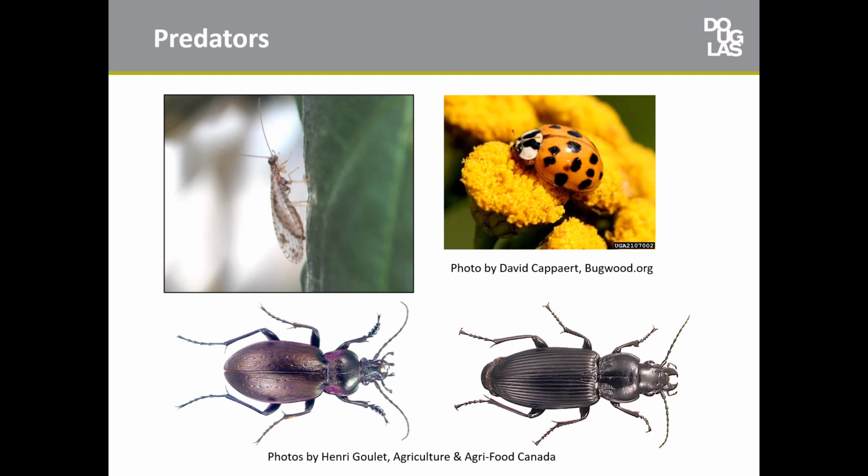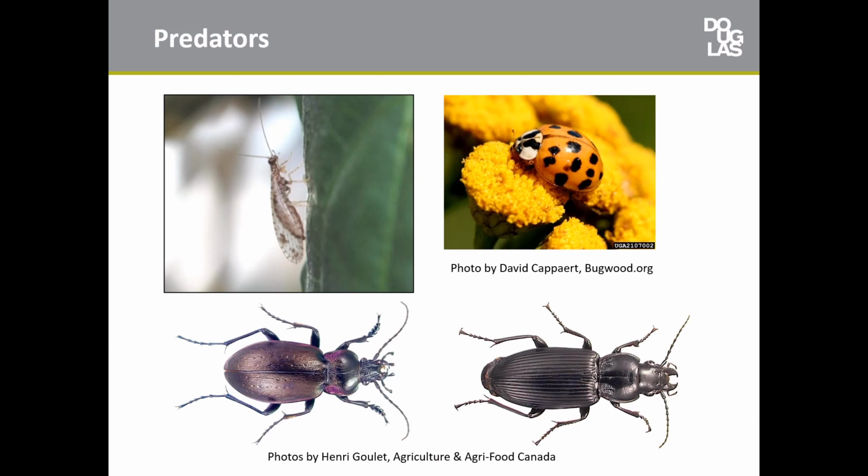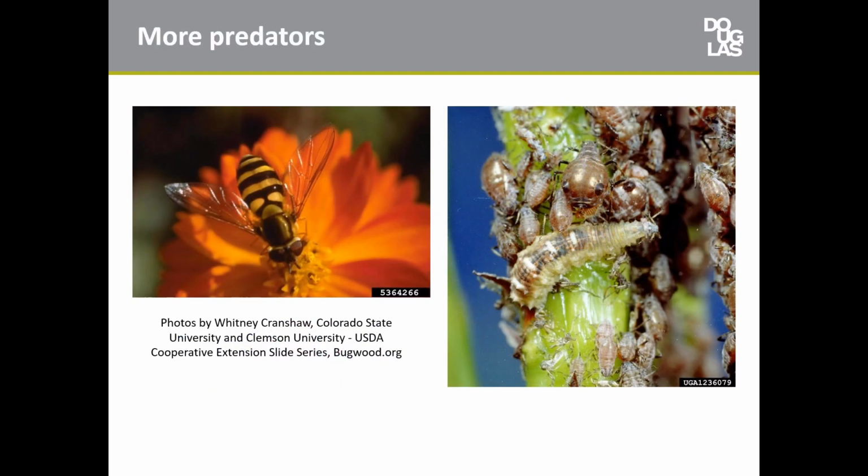One of the types of organisms that's very important in biological control are predatory insects, like the ones you see in these photos here. We have a brown lacewing on the top left, a ladybird beetle, which we talked about already, and a couple of ground beetles at the bottom. These are all voracious predators of insect pests. They feed on insect pests directly and cause their death that way, and as such they contribute to biological pest control.